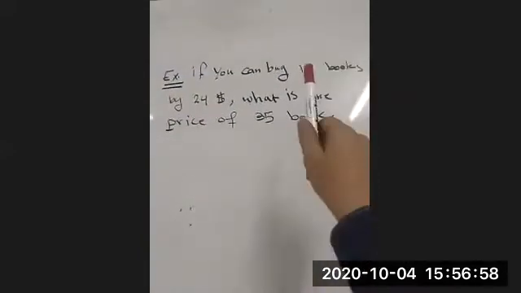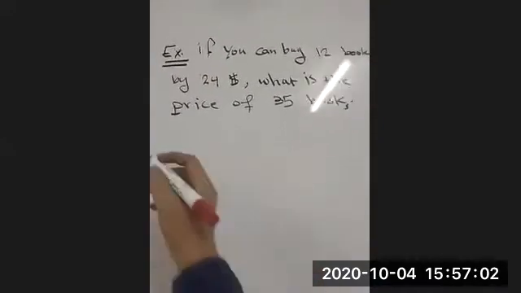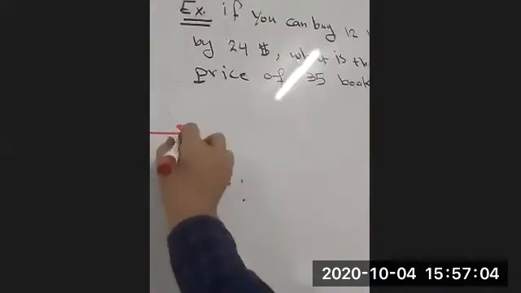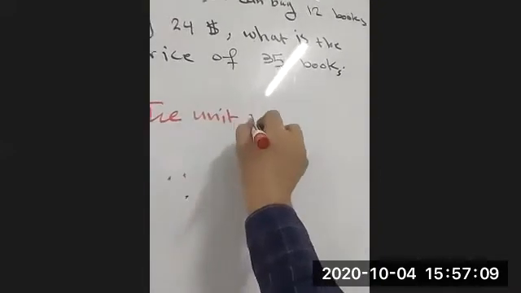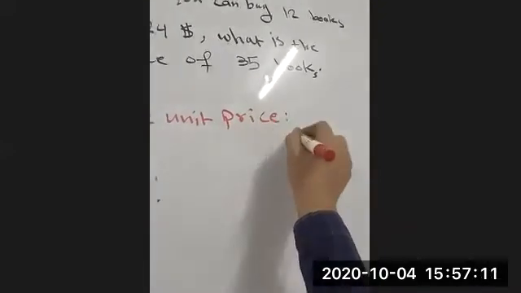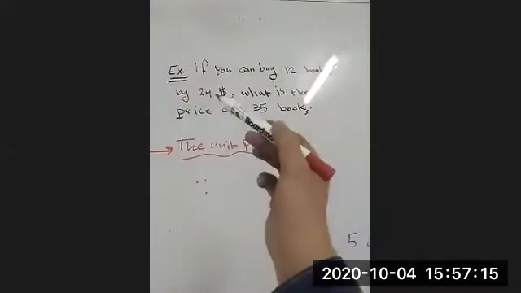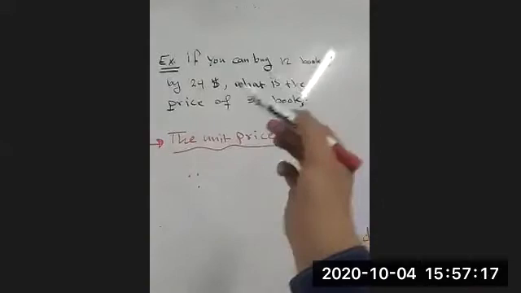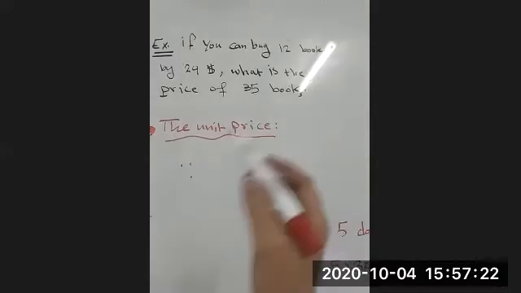Now here, guys, I don't know the price of one book. I know the price of how many books? 12 books. To know the price of one book, we need to find something. We did it in the previous lesson. We call it the unit price. The unit price means the price of one item. Now we will make our rate, find the unit rate, then we can know the price of 35 books.